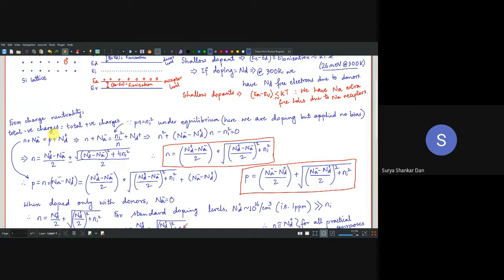Now comes a very important concept. What is that concept? The donor and the acceptor ions are the immobile charges. This is going to be very important when we understand diodes. And N and P are mobile charges, that means they are able to move freely. So whenever you are applying a bias, the only reason you have a current is because N and P are able to move. Na minus and Nd plus don't move.